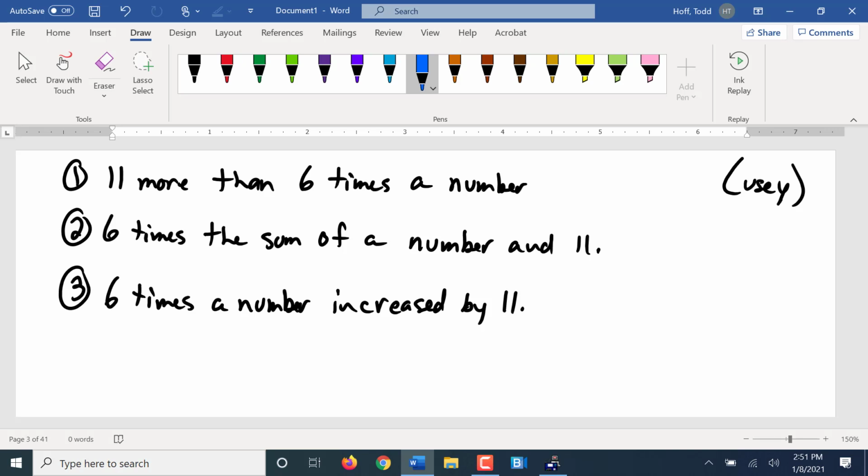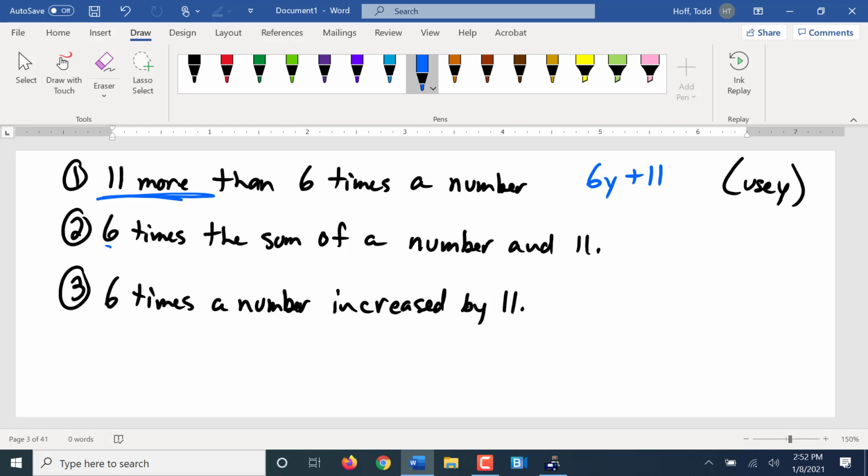So 11 more, what does the phrase 11 more than mean? Yeah, we're adding 11 to something. It could be 11 plus or plus 11 at the end. 6 times a number? 6x or 6y. So if you had 11 plus 6y, that would be fine as well. 6y plus 11 means the same thing.